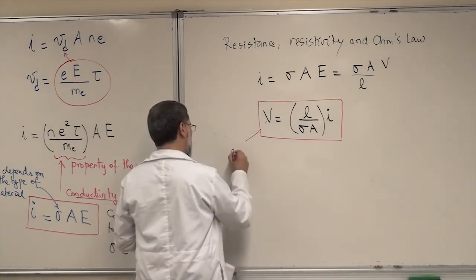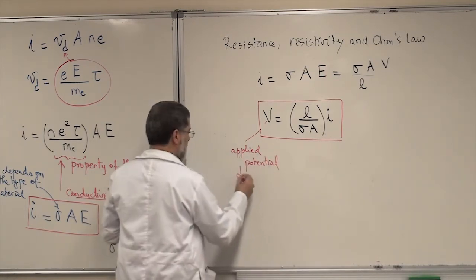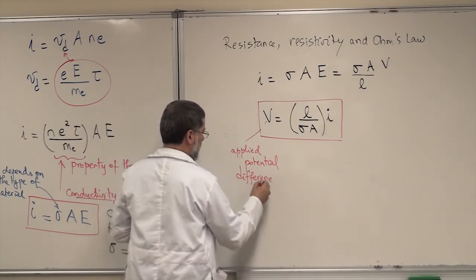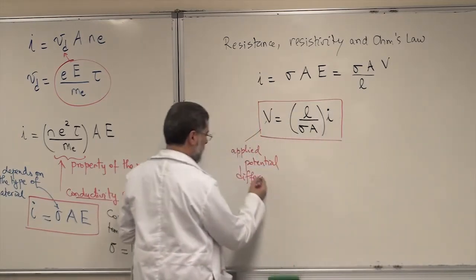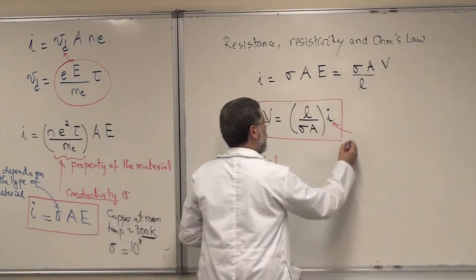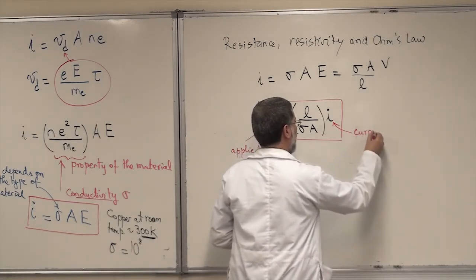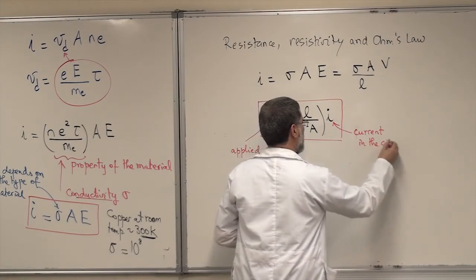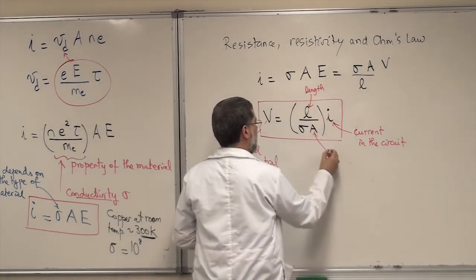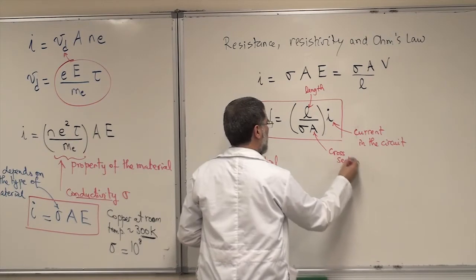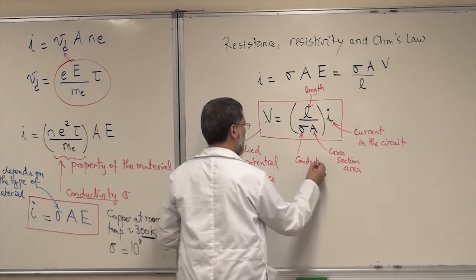This is the applied potential difference between the ends of your wire, your conductor. This is the current flowing in my conductor in the circuit. And this is the length of the conductor. This is the cross-section area, and this is the conductivity we talked about a few minutes ago.